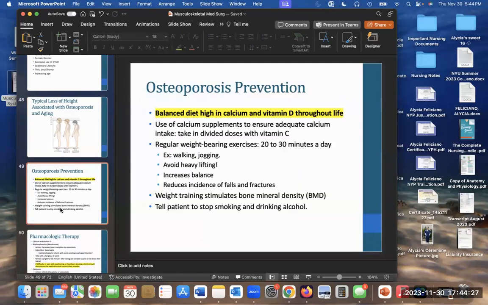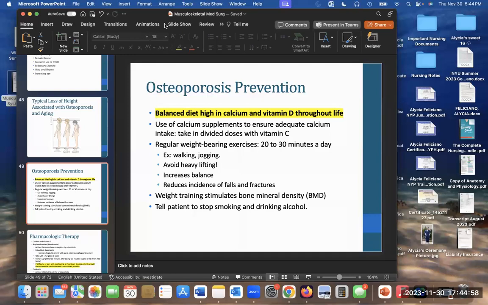I said before, what's so important for bones is calcium and vitamin D. They must have a high diet in calcium and vitamin D. That is the most important teaching point for patho, for med surg, for everything. Okay, what else? They should do weight-bearing exercises, not heavy lifting, not weightlifting. We're talking about walking and jogging, okay? 20 to 30 minutes every day to help with the bones. Nothing too crazy though, because they're at risk for fractures, okay?